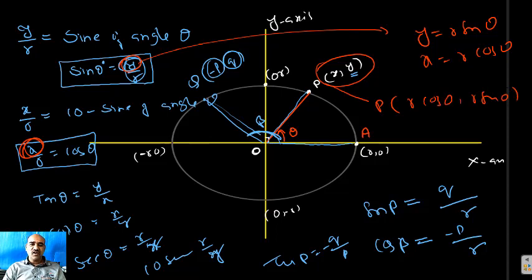Understood? So instead of Q, what can I write? What is the angle beta? I can write r cos beta comma r sin beta.